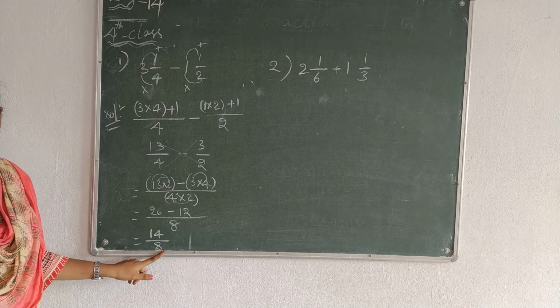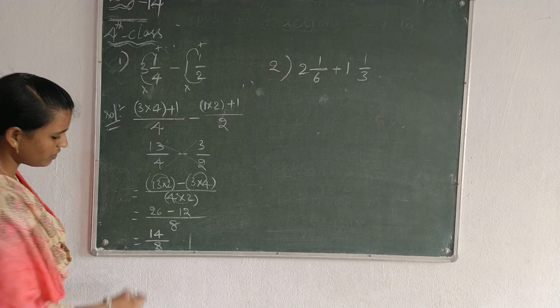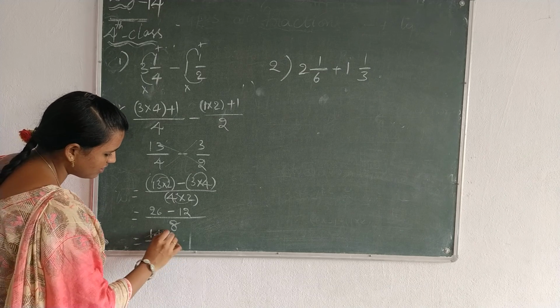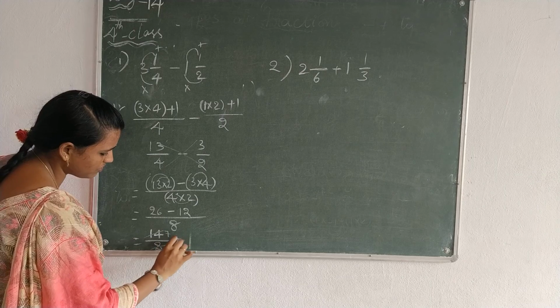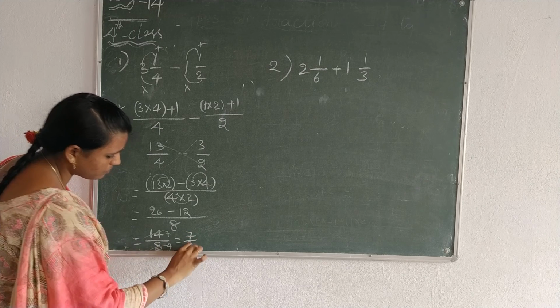Okay, 14 by 8. These two are even numbers, right? So these two numbers are cancelled in the 2 table. Here 7 times, here 4 times. So the answer is 7 by 4. Okay.